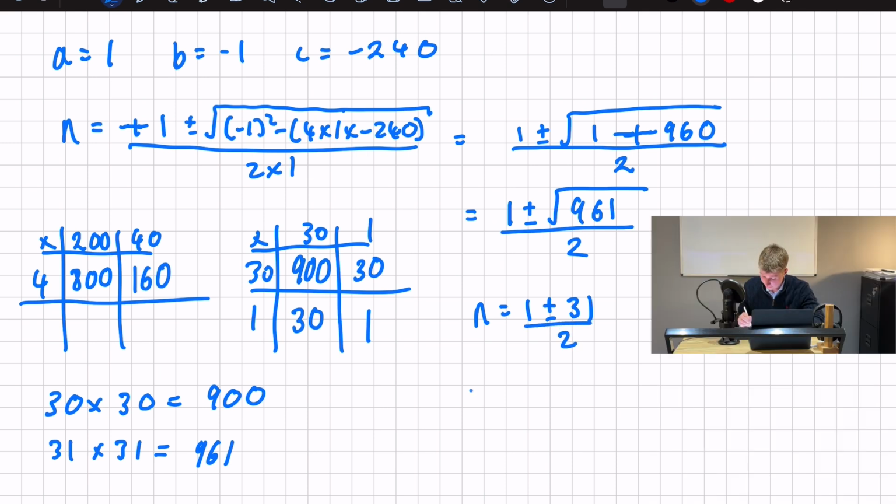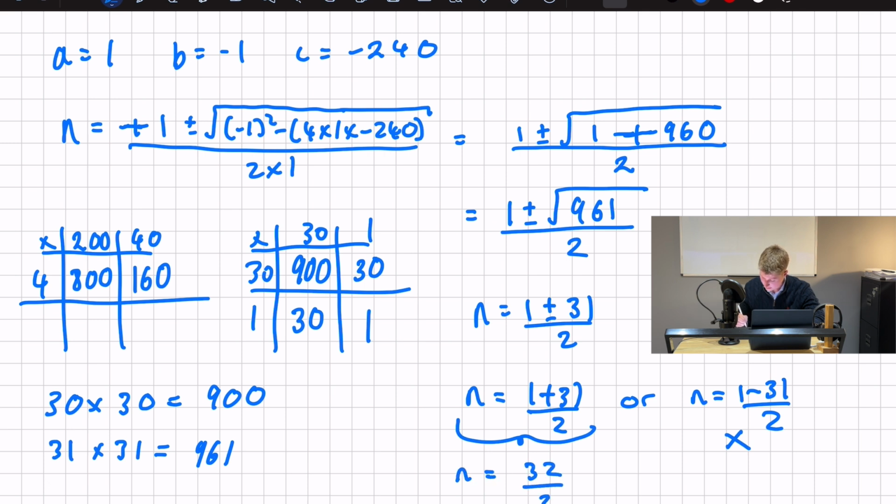So we can either have that n is equal to 1 plus 31 over 2, or n is equal to 1 minus 31 over 2. Now we have to neglect the 1 minus 31 over 2 because this is going to give us a negative answer. And the context of the question said that n was the number of counters in the bag. And we can't have a negative amount of counters in the bag, so we have to take this one here. So 1 plus 31 is 32. So 32 over 2 is equal to 16.